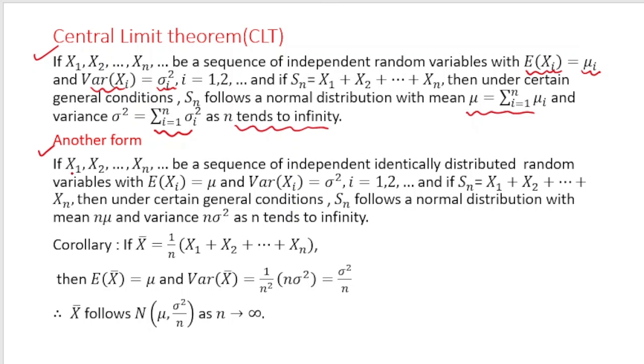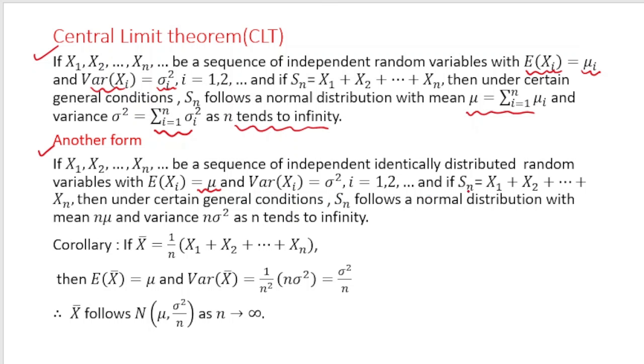So another form is that if x1, x2, xn be a sequence of independent identically distributed random variables with expectation of each of these xi equal to mu, right? Here, in the earlier form, each of the xi's had a different mean, but here each of the xi has mean mu and each of the xi has variance sigma square.